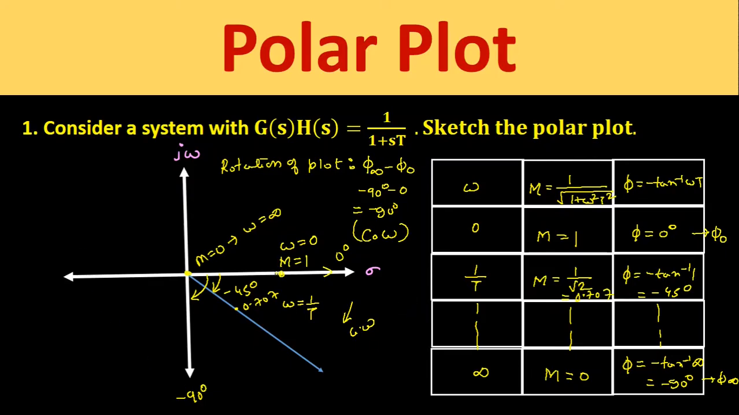Now last step is to join all these magnitude points to draw the final polar plot. So when we join all the magnitude points, we will get this type of polar plot, and according to this formula, the rotation of this plot will be in the clockwise direction. So this is the final polar plot for this equation 1 upon 1 plus sT.